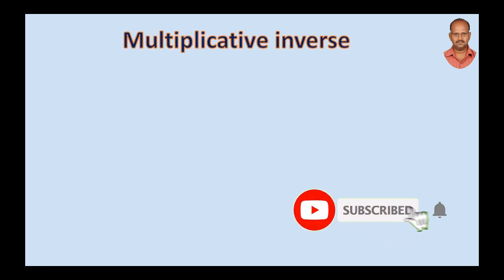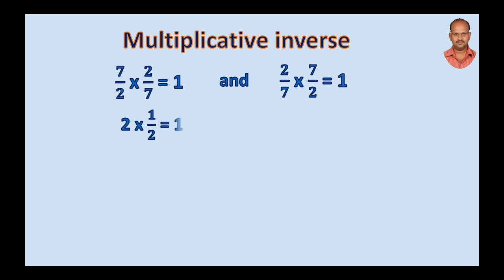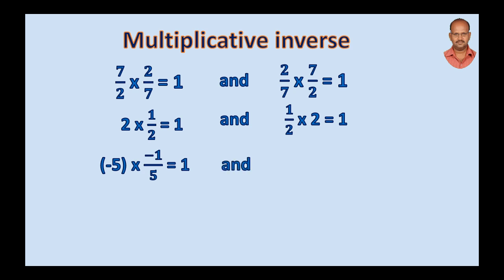Multiplicative inverse. 7 by 2 into 2 by 7 is equal to 1 and 2 by 7 into 7 by 2 is also equal to 1. 2 into 1 by 2 is equal to 1 and 1 by 2 into 2 is equal to 1. Minus 5 into minus 1 by 5 is equal to 1 and minus 1 by 5 into minus 5 is also equal to 1.